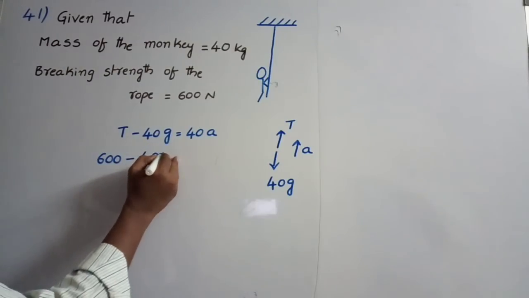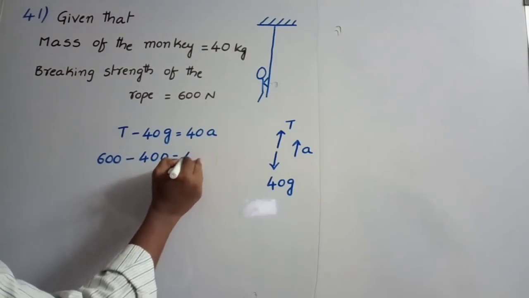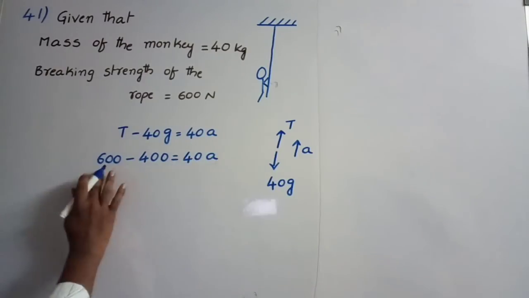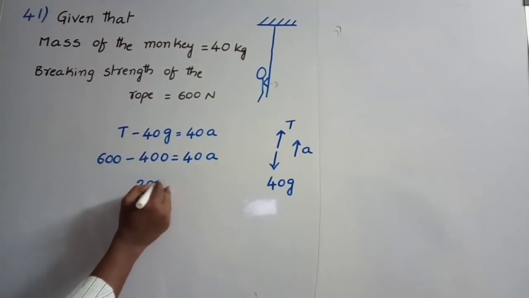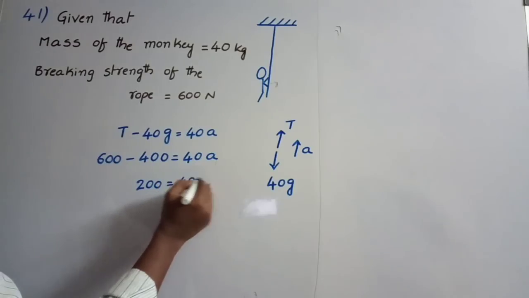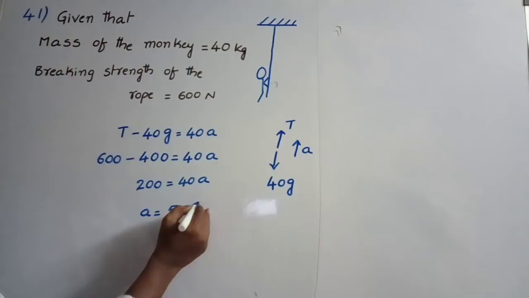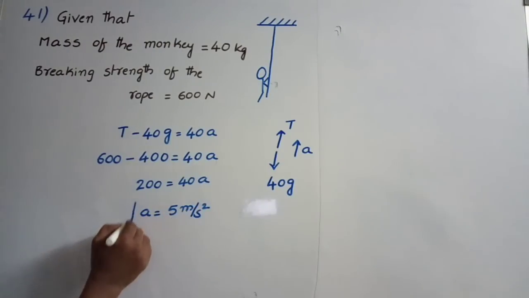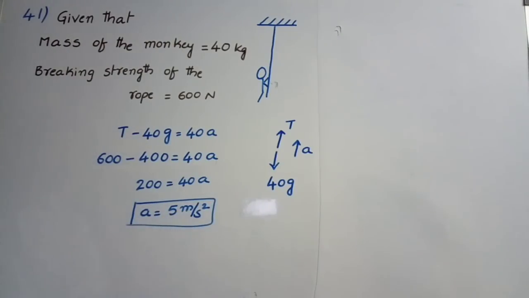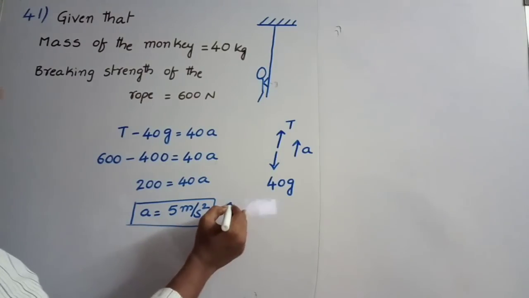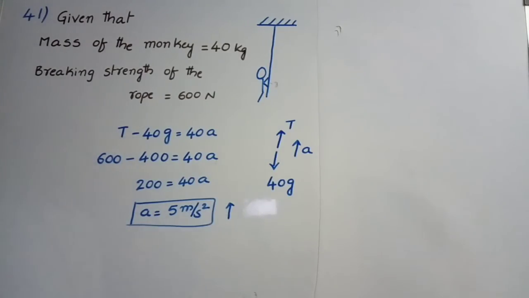We know g equal to 10. That's why 400 is equal to 40A. 200 is equal to 40A. A is equal to 5 meter per second square. So if the monkey climbs up with an acceleration of 5 meter per second square or less than 5 meter per second square, the string will not break. If it moves with more than 5 meter per second square, the string will break.